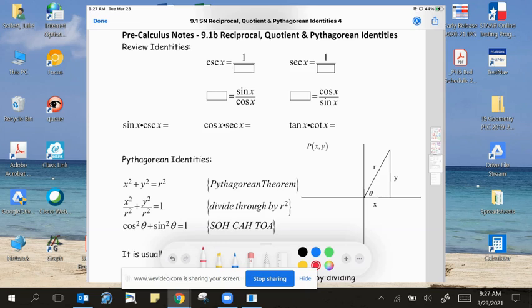All right, part 2 of today's lesson, a little bit of a review. Cosecant x, cosecant is the reciprocal of sine. So cosecant x is 1 over sine x. Secant x is 1 over cosine x. Then the sine x over cosine x is tangent x. And cosine x over sine x is its reciprocal, cotangent x. Don't forget, when you multiply reciprocals, that result is 1. So sine x times cosecant x is 1. Cosine x times secant x is 1. Tangent x times cotangent x is 1.